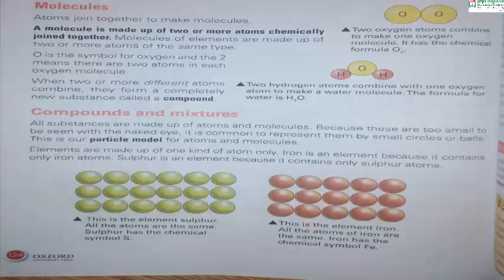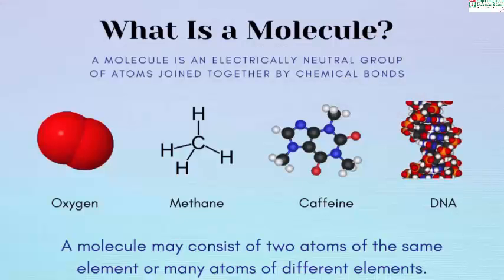Two hydrogen atoms combine with one oxygen atom to make a water molecule. The formula is H2O. So, if there are two of the same type of atoms, we have a molecule.